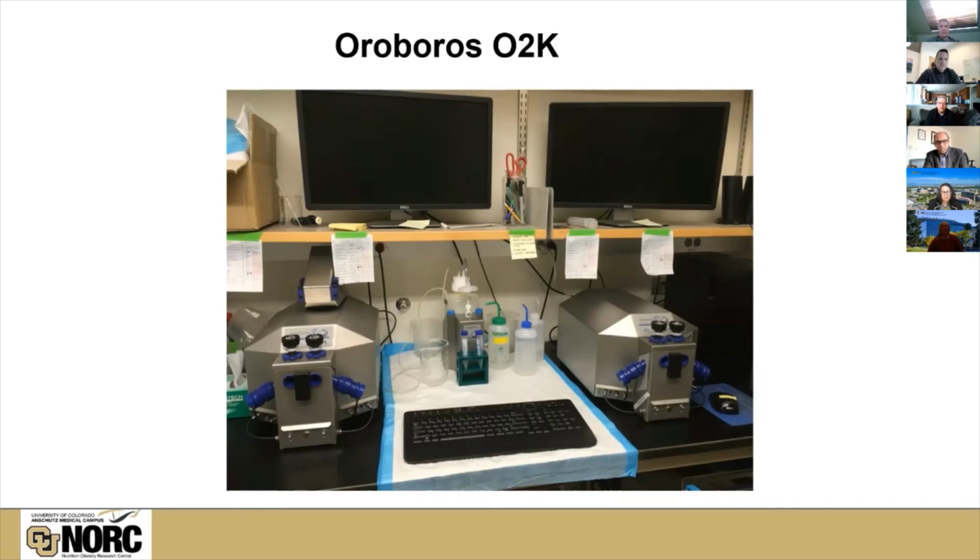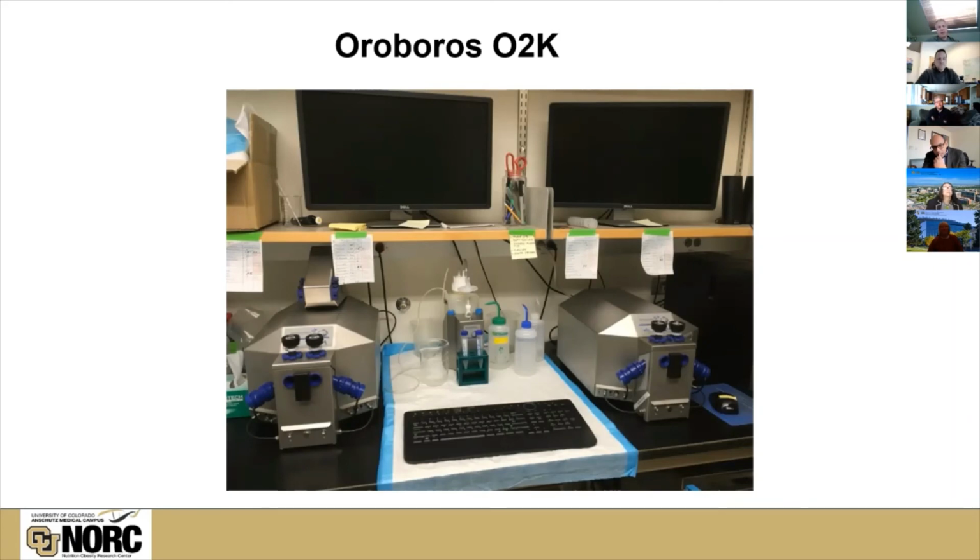The Seahorse has 4 ports. The Oroboros has 1 port at the top. You can add in 1,000 things if you want over the course of time. You can measure respiration at any O2 that you want. You can take it to hyperoxia, you can take it to hypoxia.